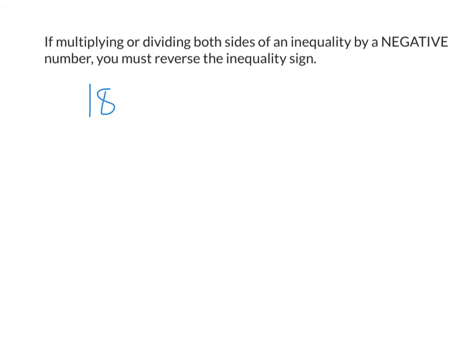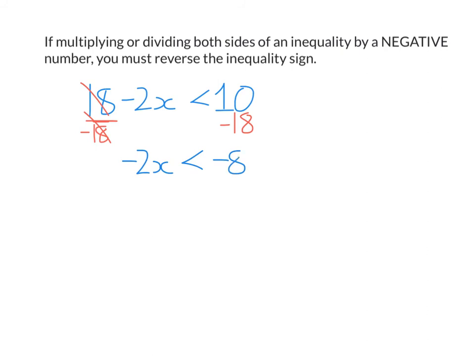So let's say we have 18 minus 2x is less than 10. So we are going to solve this very similarly to solve an equation. So we're still going to subtract 18 from both sides. This is a positive 18. To get rid of it on the left-hand side, I need to subtract 18. But what I do to one side, I must do to the other. So now the 18 and minus 18 cancel out. I'm left with minus 2x is less than minus 8.